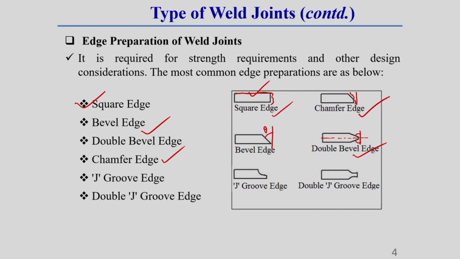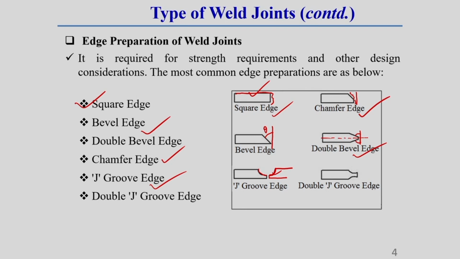Now, there can be J groove edge preparation. Here you see this is J groove edge preparation. The shape of this edge preparation is like J in nature, that is why it is called J groove edge preparation. If you draw the edge preparation on the right side, you can see it is generally J in nature. This is called J groove edge preparation.